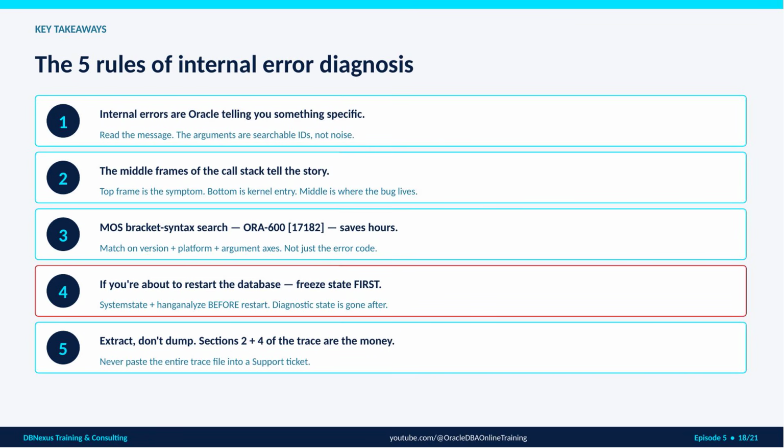Number three, MOS bracket syntax search, ORA-600 space bracket. It's how the search index was built. Use it. Number four, if you are about to restart the database, freeze state first, system state and hang analyze, before restart every time. And number five, extract, don't dump. Sections 2 and 4 of the trace file, that's the money. Never paste the entire trace into a support ticket. Follow these five, and your next ORA-600 goes from 12 hours to 20 minutes.